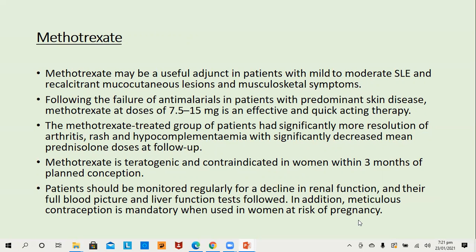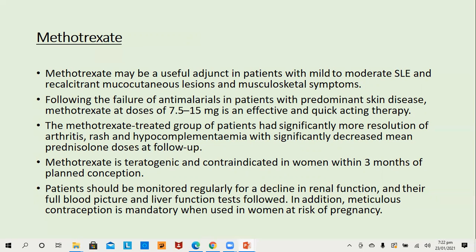Methotrexate may be a useful adjuvant in patients with mild to moderate SLE with recalcitrant mucocutaneous lesions and musculoskeletal symptoms. Following the failure of antimalarials in patients with predominant skin disease, methotrexate in a dose of 7.5 to 15 milligram weekly is effective and quick-acting therapy. The methotrexate-treated group of patients had significantly more resolution of arthritis, rash, and hypocomplementemia with significant decrease in mean prednisolone dose at follow-up.